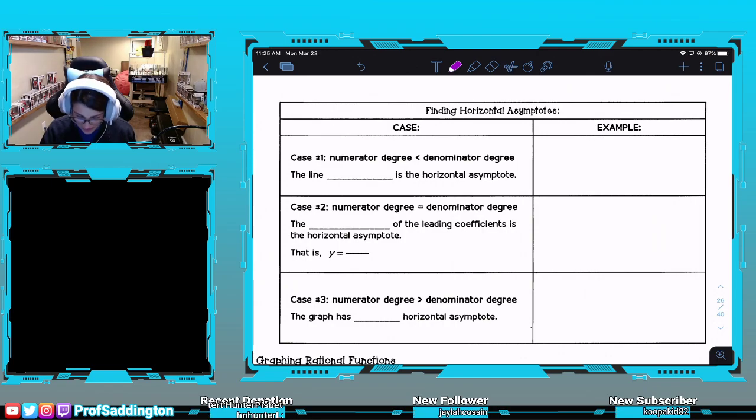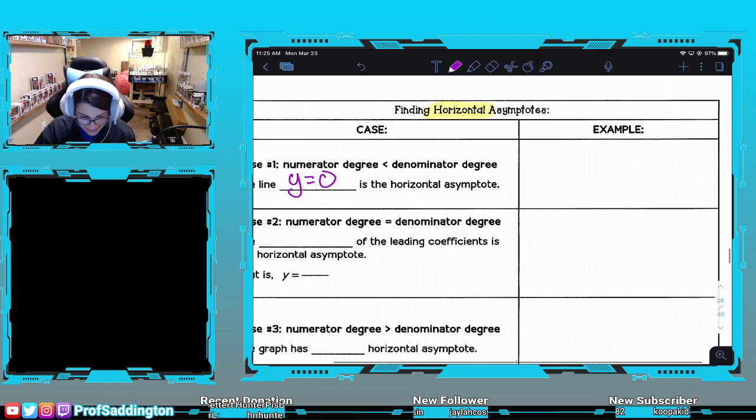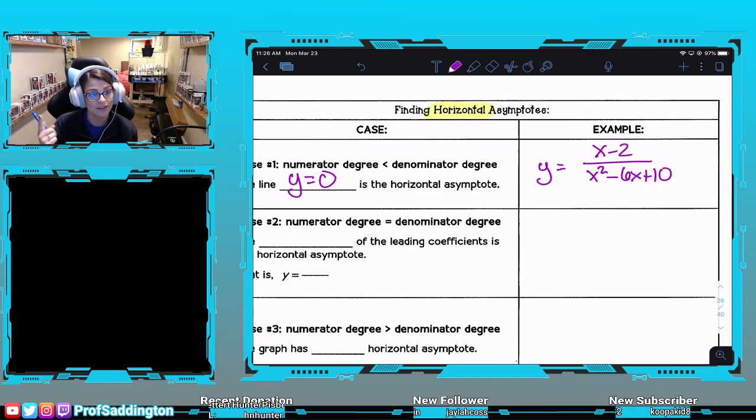All right, so there are 3 cases in which we will get a horizontal asymptote. Case number one: the numerator degree is less than the denominator degree. If this happens, the line y equals 0 will be your horizontal asymptote. An example of this could be y equals (x minus 2) over (x squared minus 6x plus 10). Our numerator has a degree of 1, but our denominator has a degree of 2. Therefore, since the denominator is bigger, our horizontal asymptote will be y equals 0.